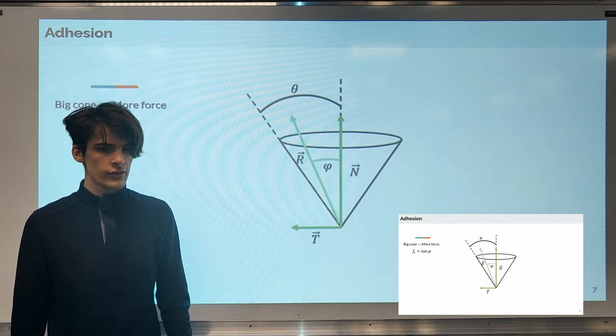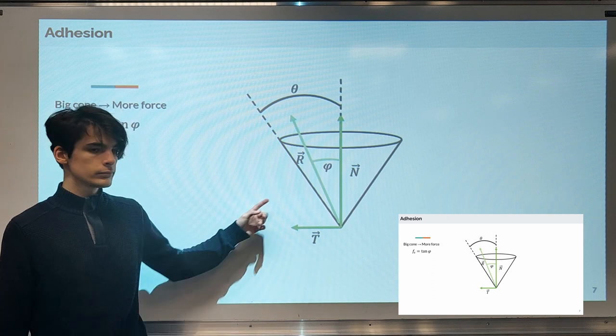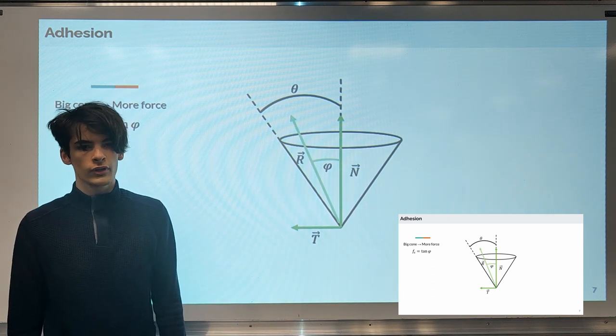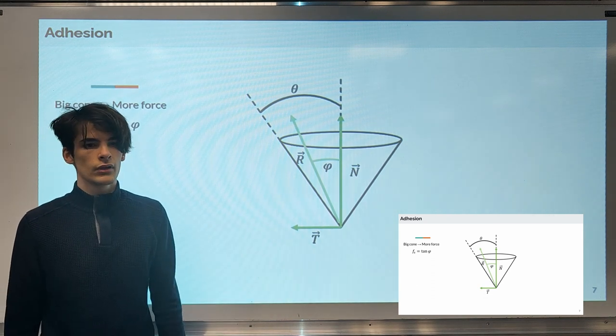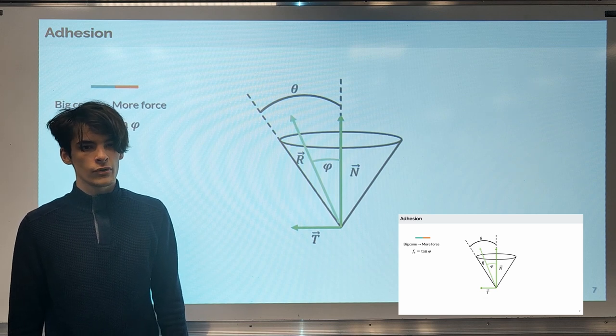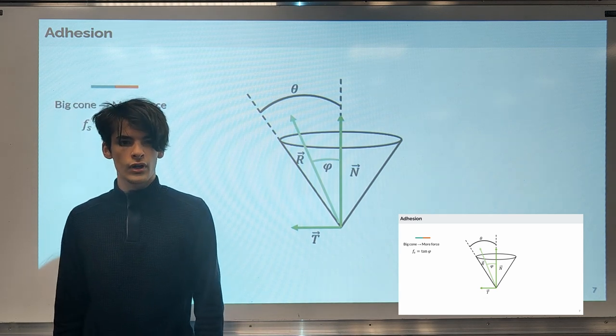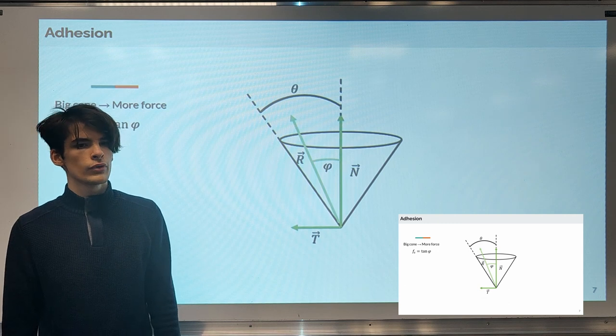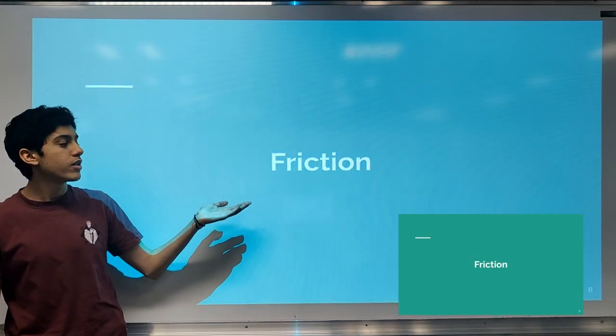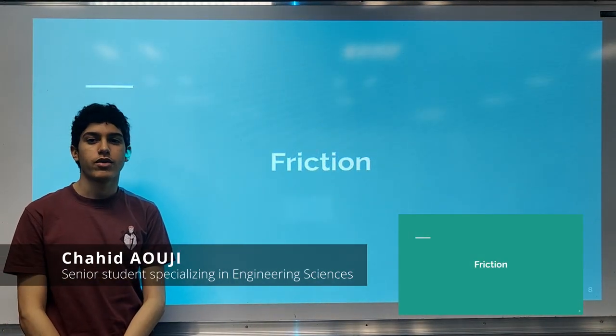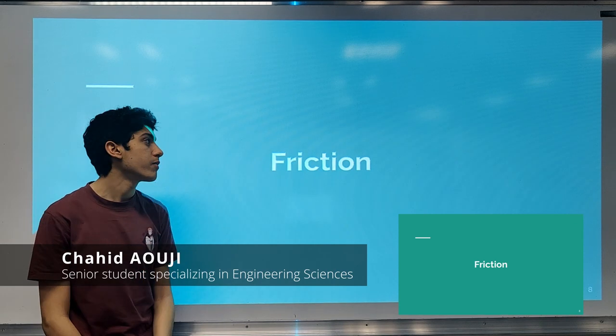So the coefficient of adhesion can be represented as a cone. The resistance of the ground R will tend to reach the limit of the cone. When it does, the car will start moving. However, we know that the bigger the resistance is, the bigger the force applied to the car is. The car is moving. We can now study the friction for plastic wheels on the floor tiles.